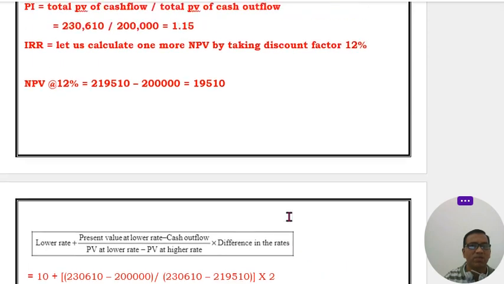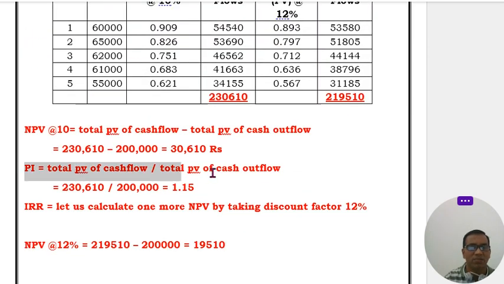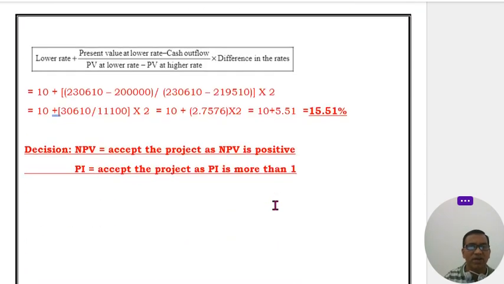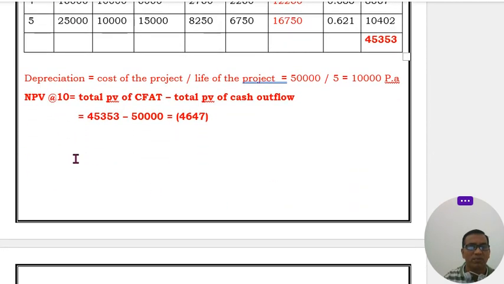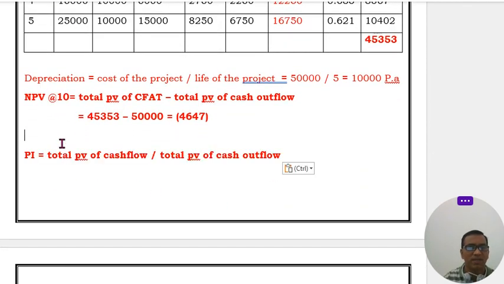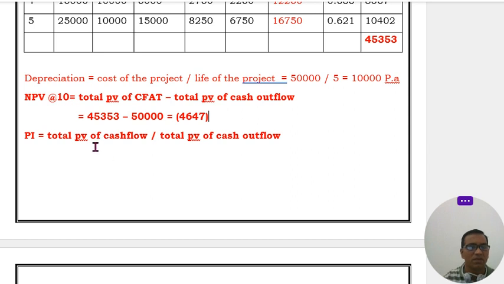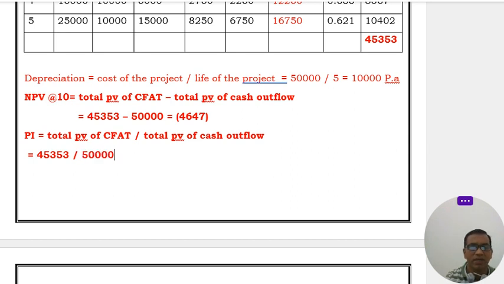Next, PI, profitability index. What is the formula for profitability index? Same, but instead of minus, divided by. I am repeating the formula here: total PV of CFAT divided by total PV of cash outflow, that equals 45,353 divided by 50,000. That equals, let me see how much.